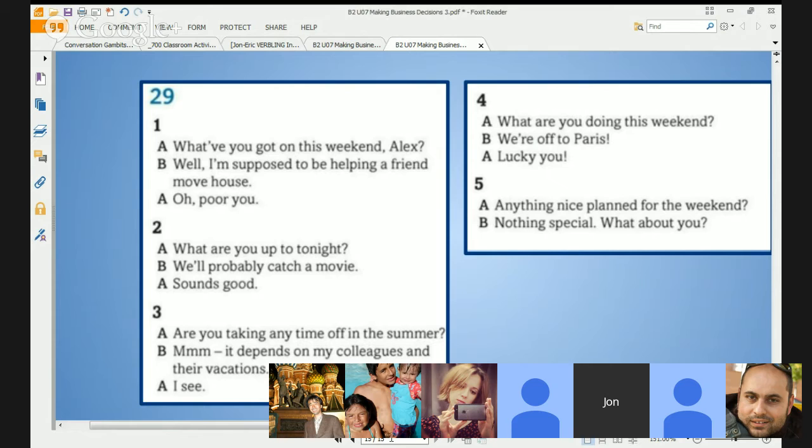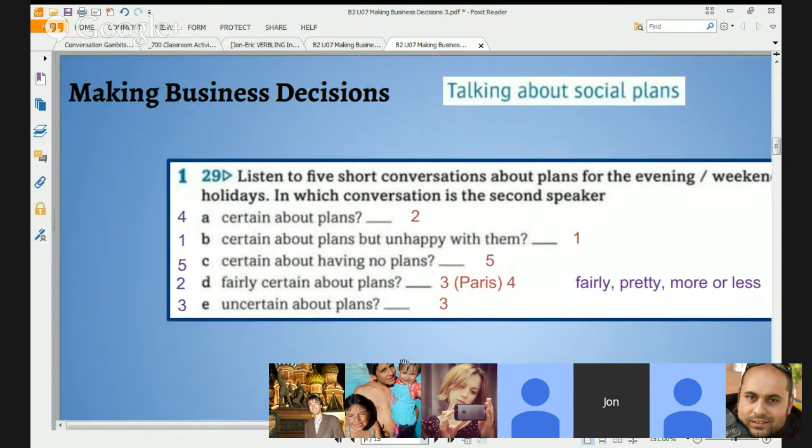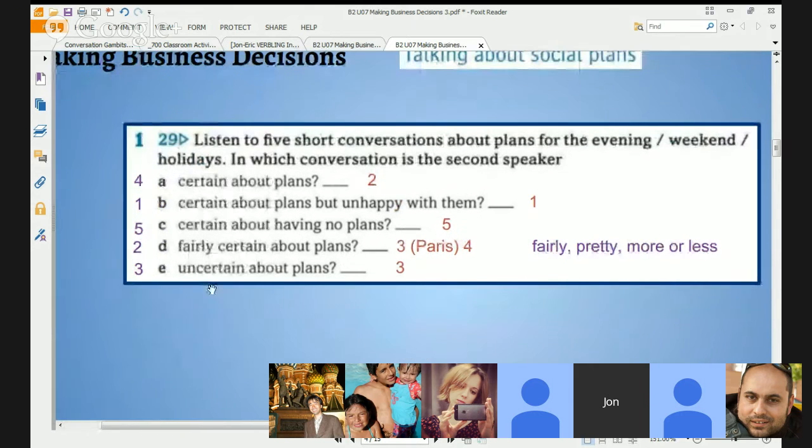Okay, so why is that uncertain? What's the key phrase for uncertainty here? It depends. Depends on. Exactly. So there's your uncertainty in a key phrase. And I think that's it. I think those were the three that we had a difference of opinion about. So I put 4 for A.